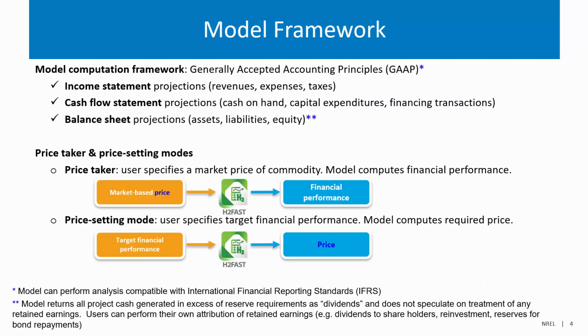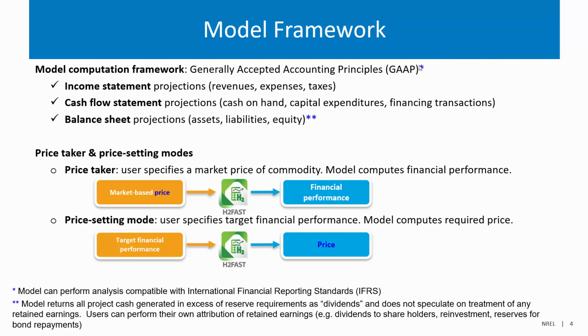The model framework converts engineering input into a framework of generally accepted accounting principles. It provides detailed articulation of standard financial statements, which are income statements, where we articulate revenues, expenses, and taxation. Also, we have cash flow statements, which show the cash position, the expenditures, and other financial transactions of the business case. We have a balance sheet, which provides assets, liabilities, and equity positions.